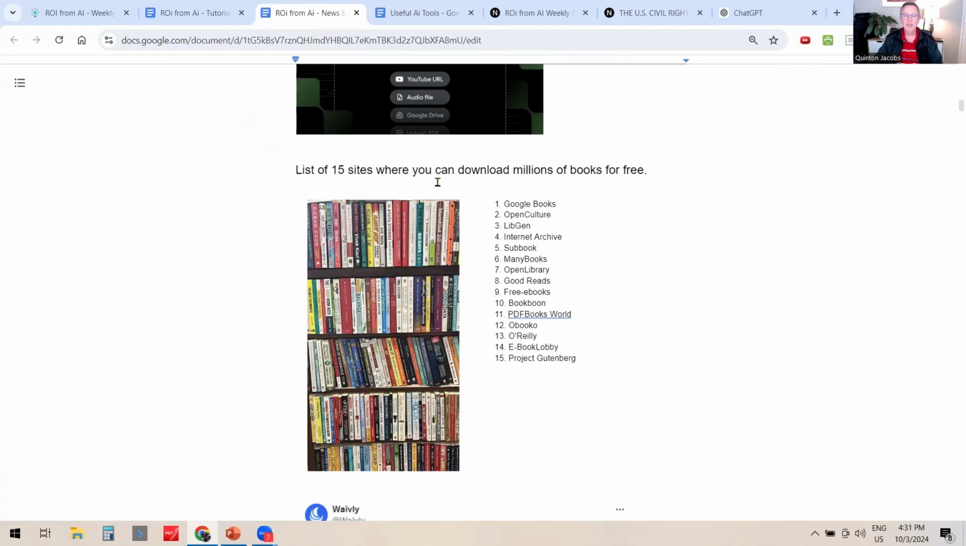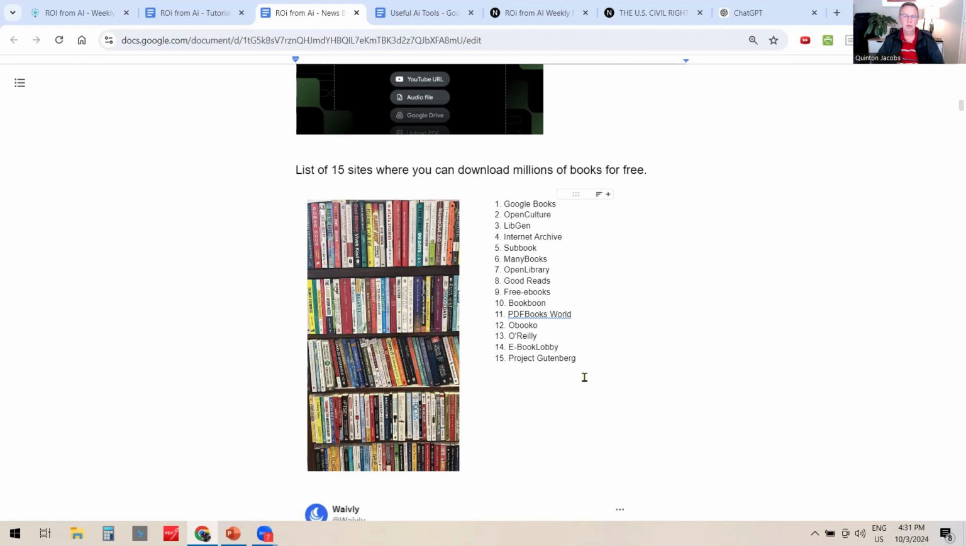I found this list of 15 sites where you can download millions of books for free. So you can go to any one of these sites, look for PDF books, and feed that into NotebookLM on any sort of topic. The resources at your disposal are going to be huge for teaching yourself or self-development. Maybe you want to read about fitness or diet in a personal capacity. Go find some good books and load them in there.